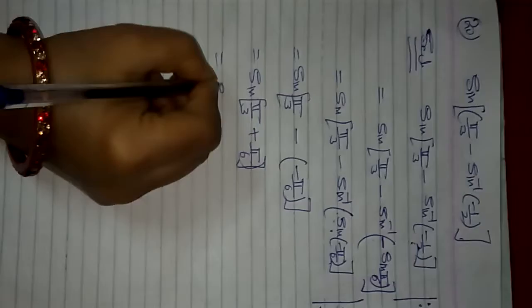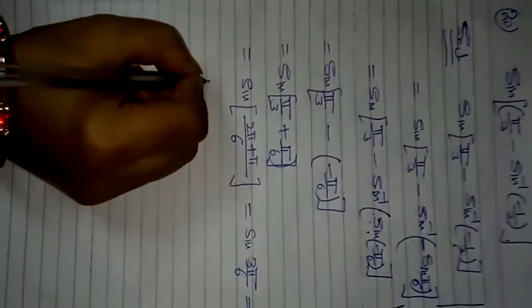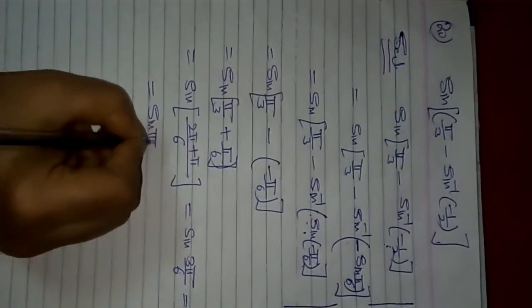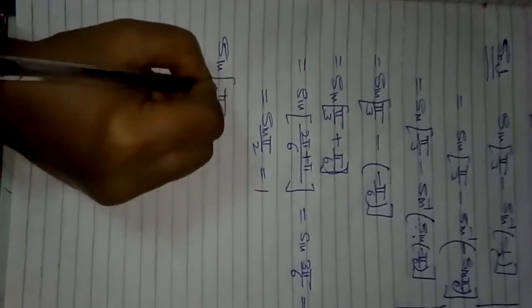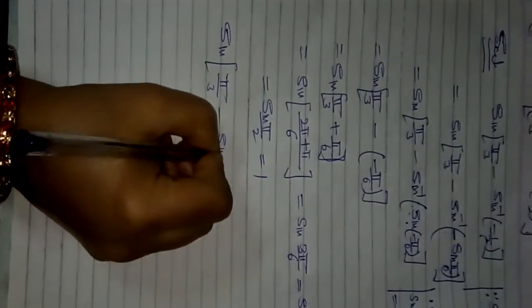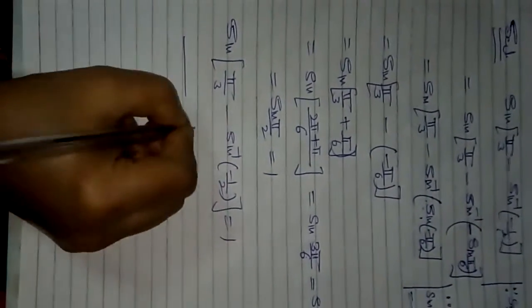So sine of, after solving this, take the LCM, 2 pi plus pi. So it will come sine of 3 pi/6. After that it will come sine of pi by 2, and you know the value of sine pi by 2? That is equal to 1. So sine pi by 2 equal to 1. So it means the value of sine of pi by 3 minus sine inverse minus 1 by 2 is equal to 1. This is the answer of this question.